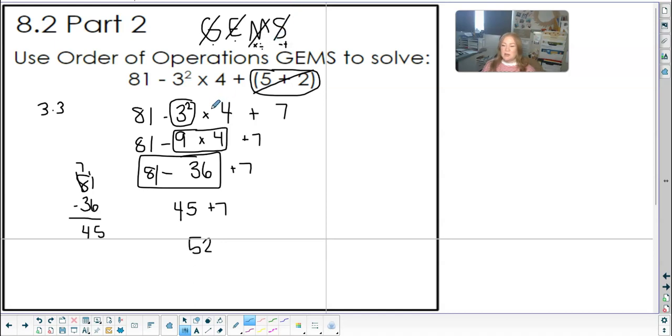We finished our GEMS. So use your checklist, funnel it down, left to right, and you have to do the one you come to first. Okay, follow your GEMS.